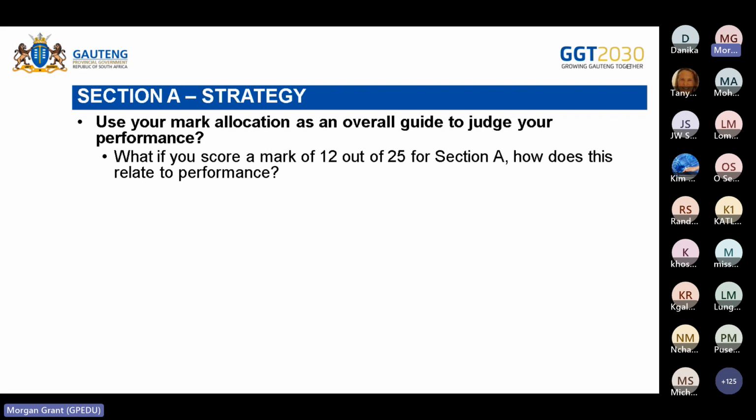Let's say, for instance, you score a mark of 12 out of 25 for section A. How does this relate to your performance? Quite simply. And I've done a lot of analysis on this, and it really does pull through. Simple calculation, 12 times 4 gives me 48. Anybody, any one of the learners, why do you think I'm multiplying by 4? Even subject advisors, why do you think I'm multiplying by 4?